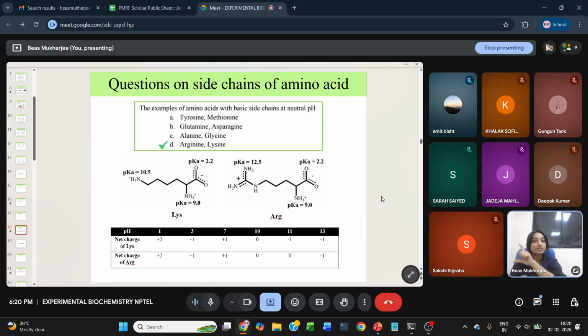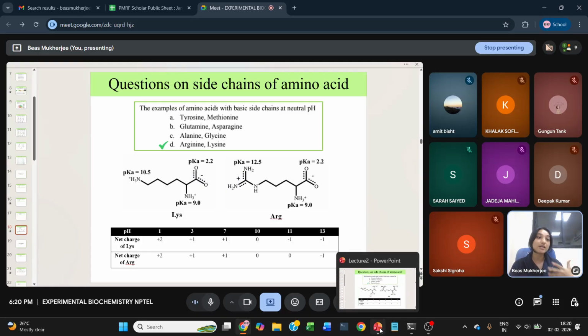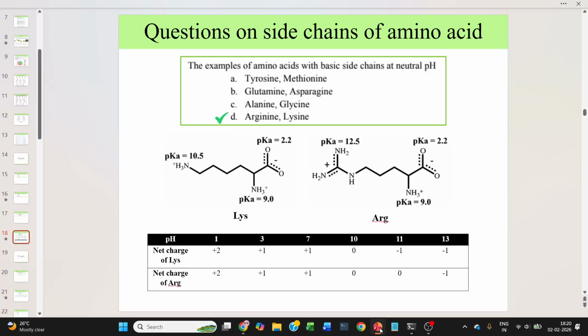Okay. So based on whatever I explained for lysine, you apply the exact same principle for arginine and you will see that all the values that are given here are matching, okay, with your calculations. So that is how you determine the PI of an amino acid. Right. Now we will move forward and you will get a lot to practice. Okay. There are a lot of questions for you to practice.